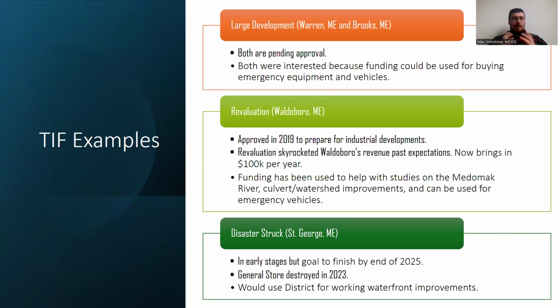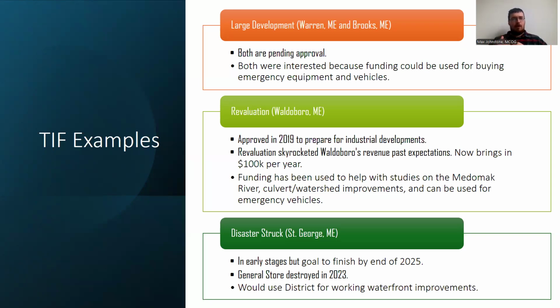So large developments, two examples that I have are in Warren, Maine and Brooks, Maine. Both of them are pending approval right now, but Warren has this massive solar farm that's in development, and Brooks has just finished the construction of a grocery store. And for both of these towns, they're very interested in using the fund to get emergency service vehicles. They're very interested in using some culverts to improve water flow and water quality improvements.